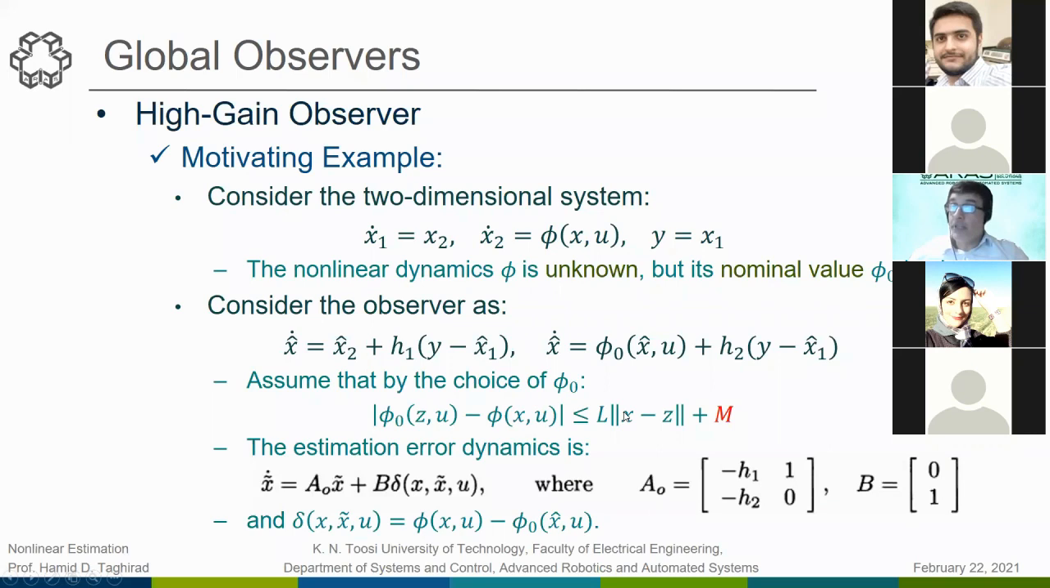It is quite possible in many systems that we have a second-order Lipschitz, L times the norm of x minus z to the power 2, or a third-order Lipschitz. We don't call it second order or third order.